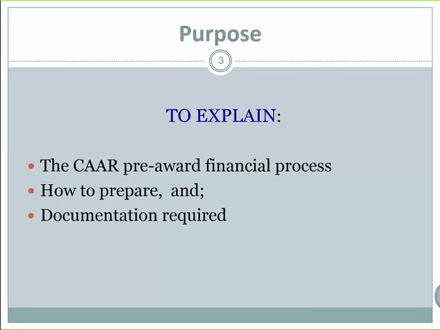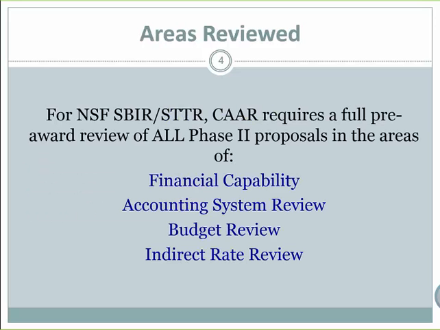Okay, so the purpose of this session today is to explain to you how this whole financial process works, what you're going to need to do to prepare for it, and all the documents that I'm going to require that you submit. For the reviews that we do, we're going to be looking at 4 basic areas. We're going to be looking at your financial capability. We're going to be looking at the adequacy of your accounting system. We're going to be doing a full budget review of all your budget items. And we're going to be doing an indirect rate review. And we'll get more into that because that can go 2 ways.